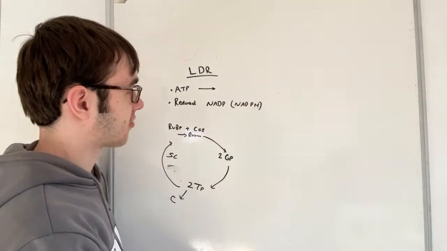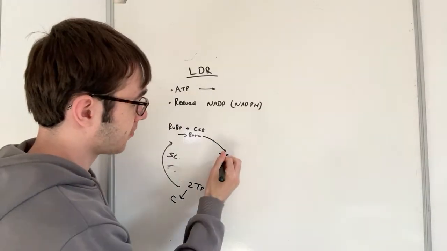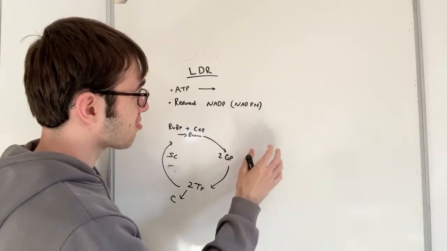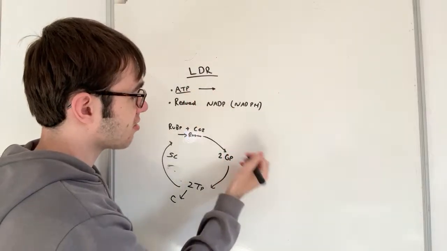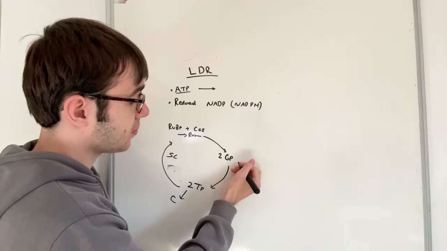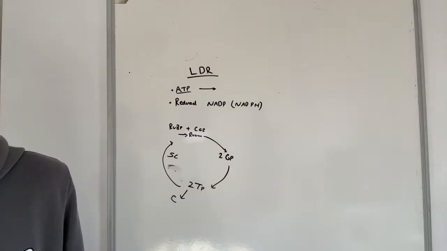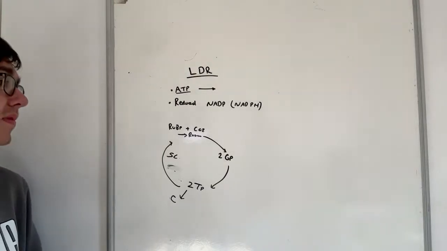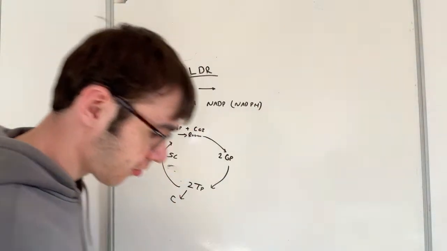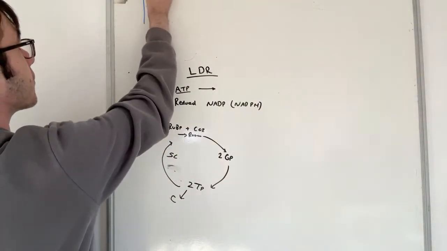Massive long-winded explanation here. The energy released from ATP is used in part to reduce 2GP into 2TP. So, less or no ATP, less or no reduced NADP. Cool, okay. 2 marks, nice. I'll keep a little tally. We'll keep count.